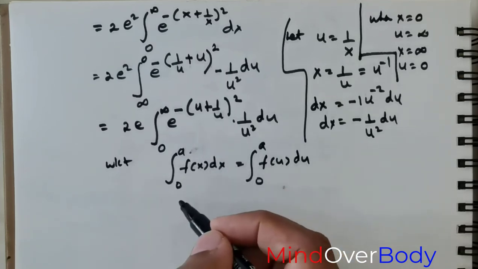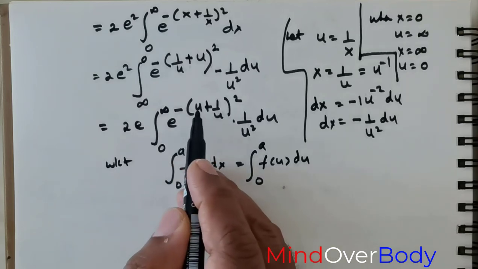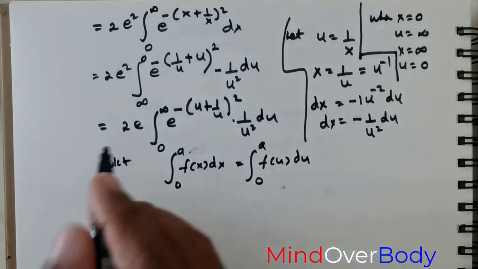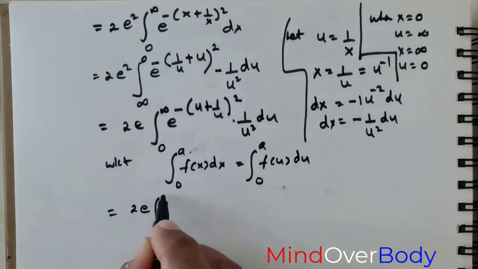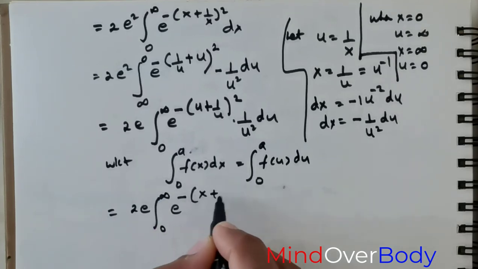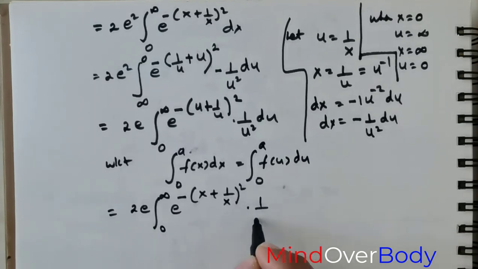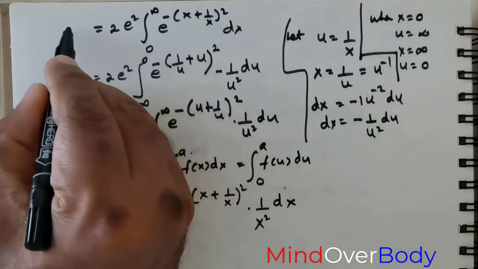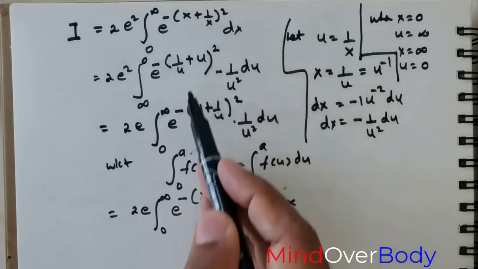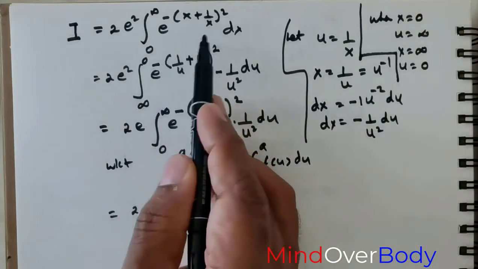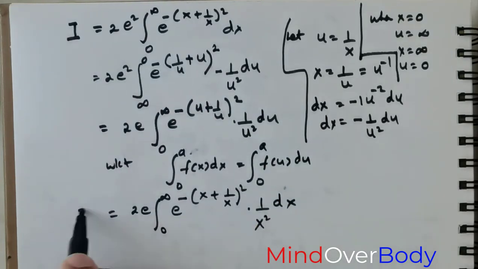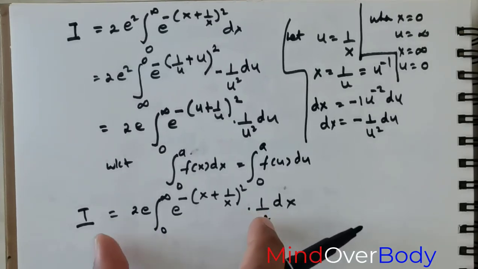So in other words, what I'm trying to tell you here is, if I were to rewrite u back to x, the integral quantity will still remain unaltered. So this is equal to 2 times e squared, integral 0 to infinity, e raised to the power of negative of (x plus 1 over x) raised to the power of 2 times 1 over x squared times dx. So this is what I've got. The idea now is, we started from here. If I were to take this as I, we actually transformed the original integral to an integral of this fashion. So this is the transformation that we have just received.